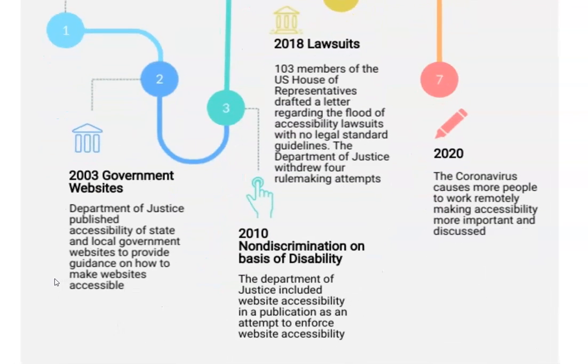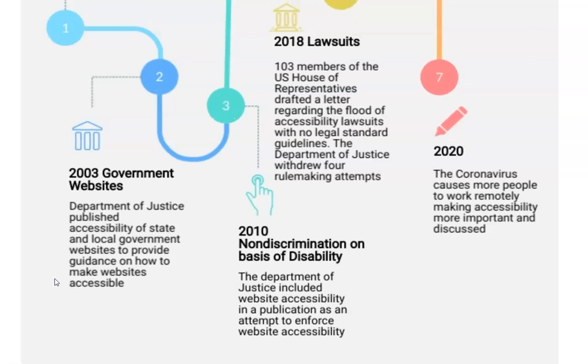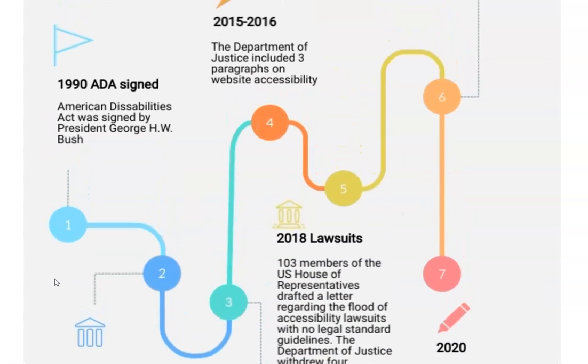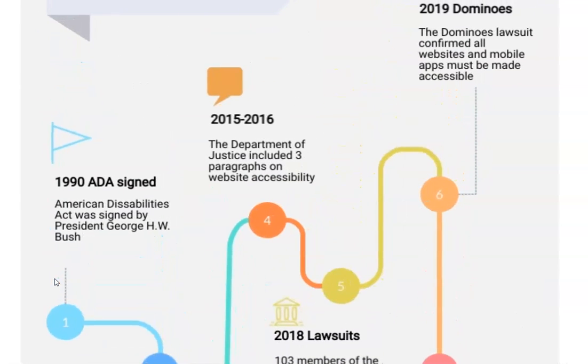So in 2010, the Department of Justice included website accessibility in a publication as an attempt to enforce website accessibility across more areas than just government websites. So it was definitely expanding in 2010 to a lot of different areas. From 2015 to 2016, the Department of Justice added on to that and included 3 paragraphs of website accessibility. So trying to make sure it was more clear what people need to do, what people don't need to do, and really make it more enforceable across a wide range of areas, not just government websites.